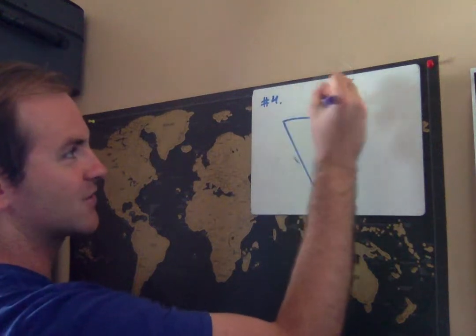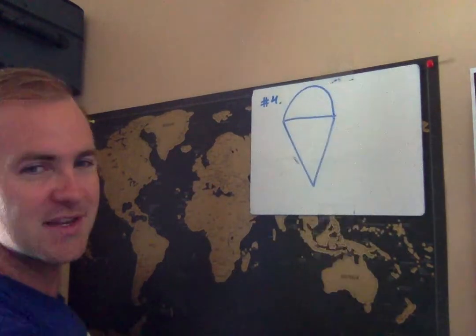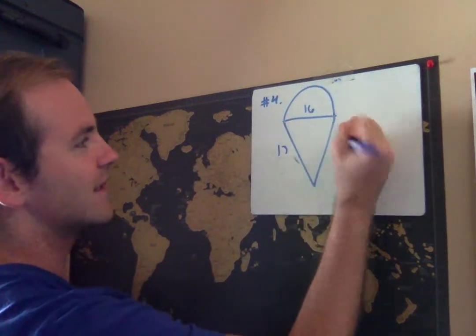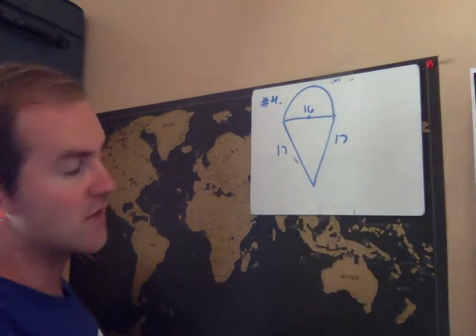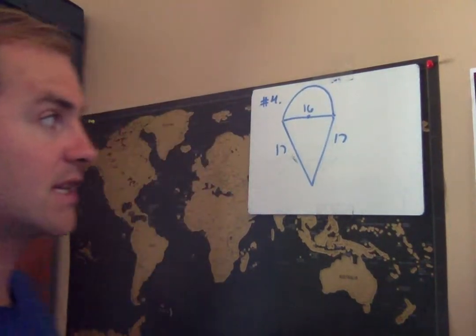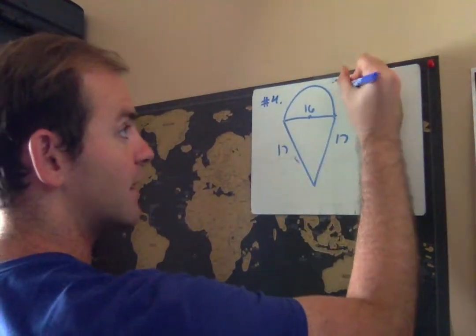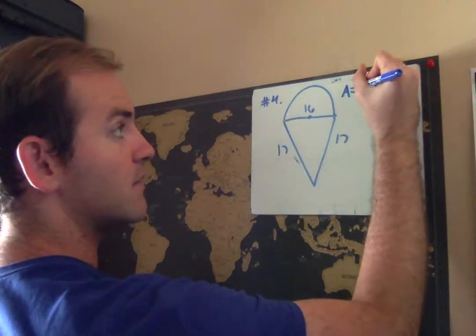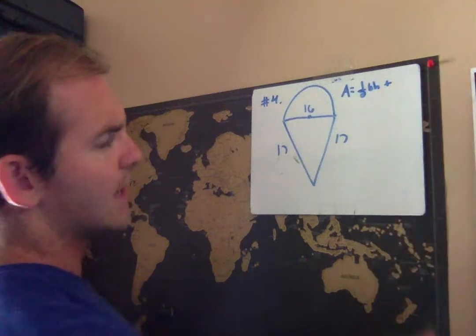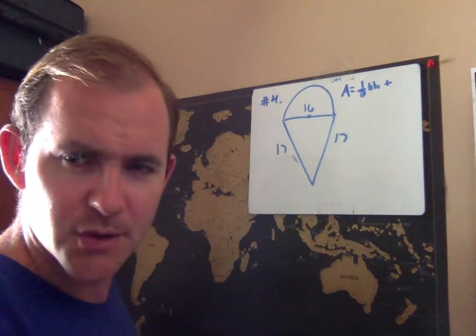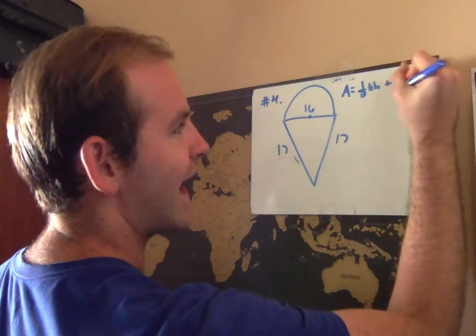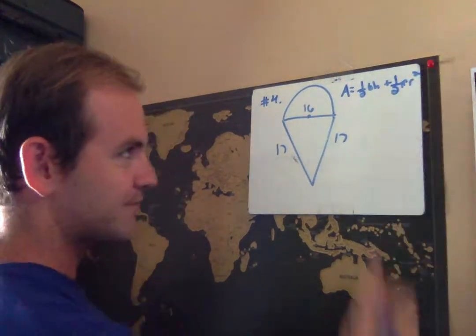Look at that. It's a triangle, and it's a semicircle. Hooray! All right, so 16, 17, 17. Now, a couple things here. First of all, I actually know what two shapes I'm looking at, right? I'm looking at a triangle and a semicircle. So that means my total area is going to be, well, a triangle is 1/2 base times height, so I'll write that down. And a semicircle, well, a circle's pi r squared, and so what fraction of a circle is a semicircle? 1/2. All right?